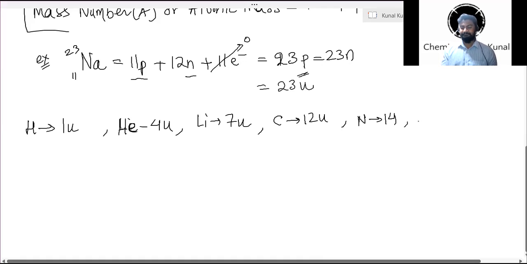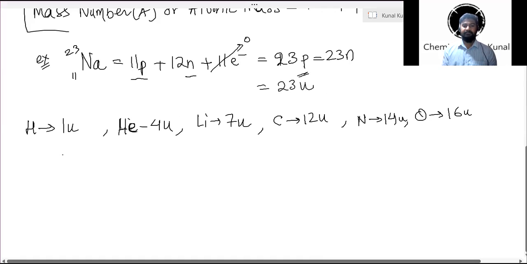And then we have oxygen, which is 16 U. See, U is the important unit of atomic mass, unified mass. U. Please remember, it's not gram. I have seen people getting confused there. Don't get confused. U is basically the unit of atomic mass. Hydrogen, helium, lithium, carbon 12, nitrogen, oxygen.